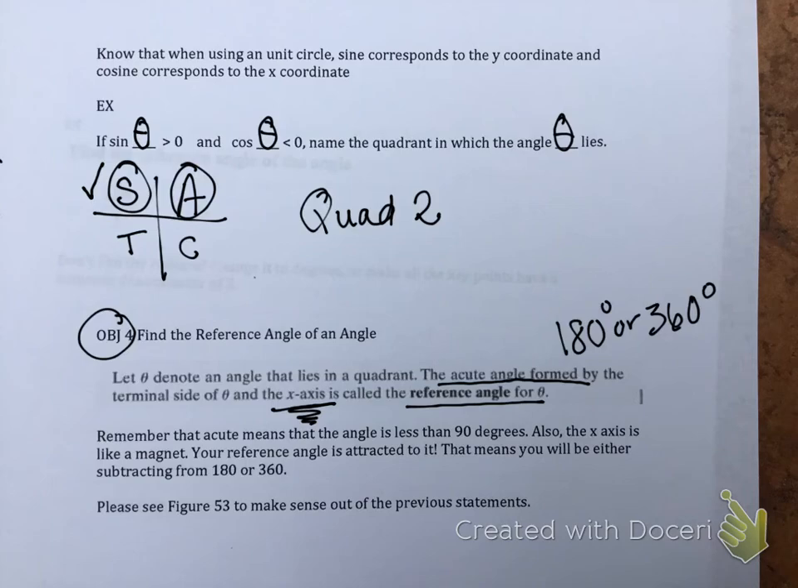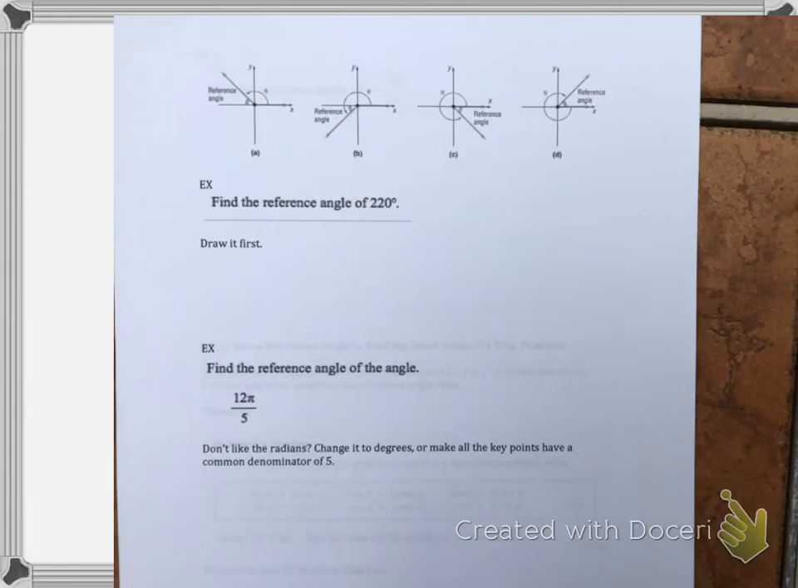Okay, so let's see what this all means. All right, reference angles. There are some pictures up at the top. Let's look at them. This angle is in quadrant 2, so to find my reference angle, I have to take 180 minus the angle. The next picture, we're in quadrant 3, so I'm going to take the angle minus 180. In quadrant 4, I have to take 360 minus the angle. In quadrant 1, you leave it alone.